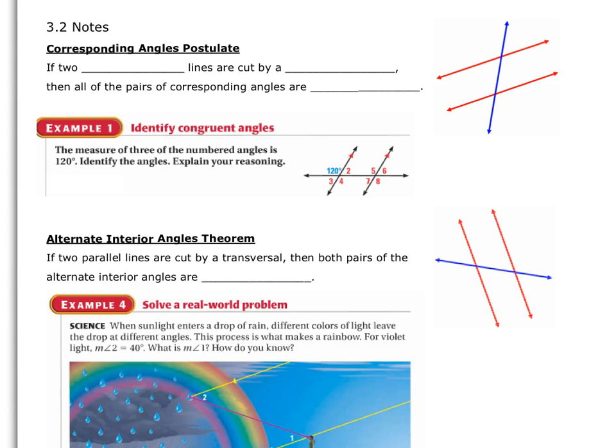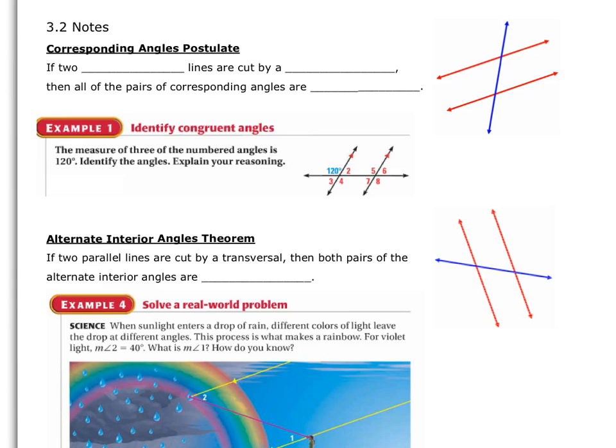3.2 notes. Today we're going to talk more specifically about parallel lines being cut by a transversal. So last time we just talked about any two lines being cut by a transversal, and that allowed us to identify four types of special angles that are created when the transversal is cut through the two lines. So now we're going to still talk about those four types of angles, but now our lines are parallel. So not only are we going to be able to name the angles, but since the lines are parallel, now we know the measures of the angles.